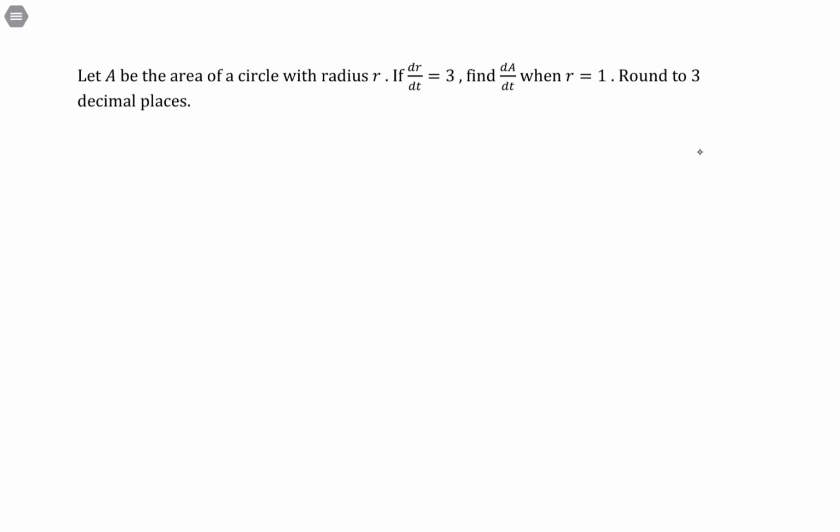Let A be the area of a circle with radius r. If dr/dt equals 3, find dA/dt when r equals 1. Round to 3 decimal places.